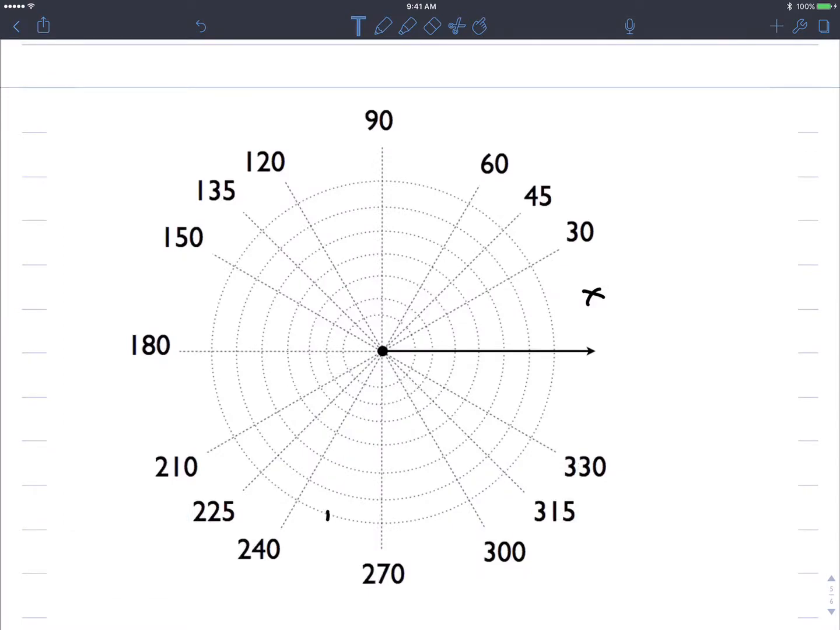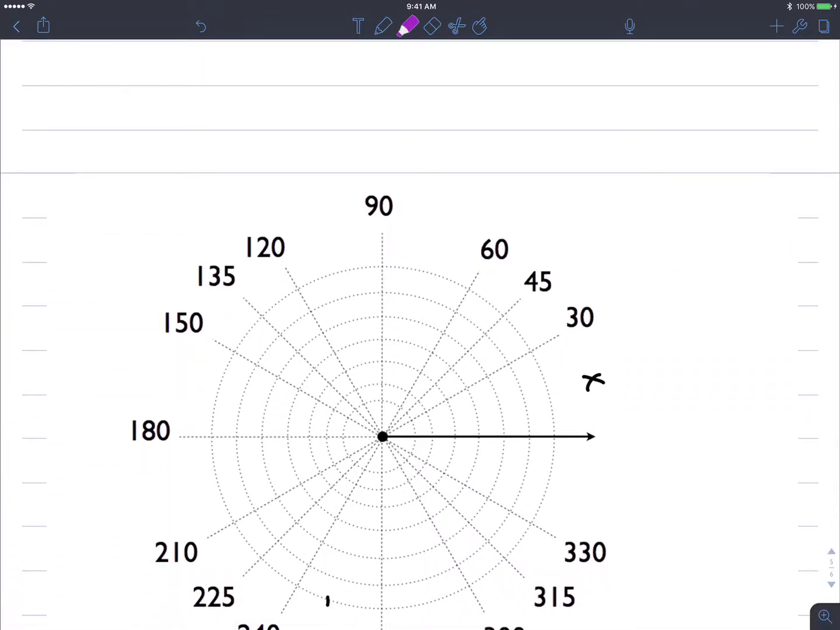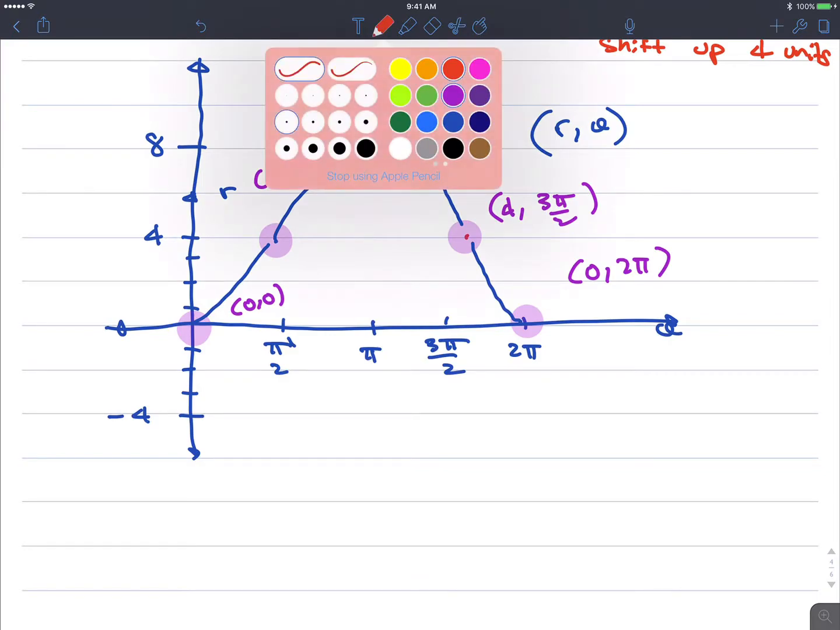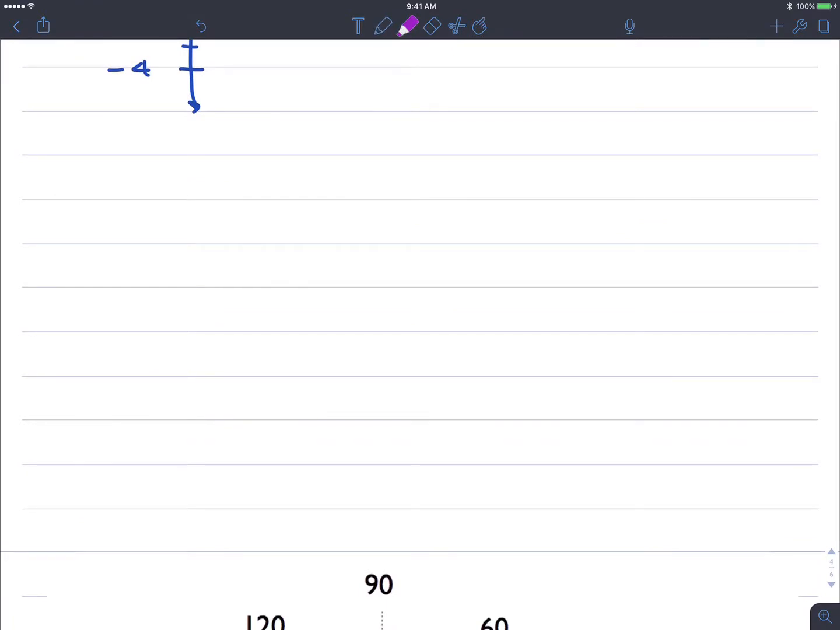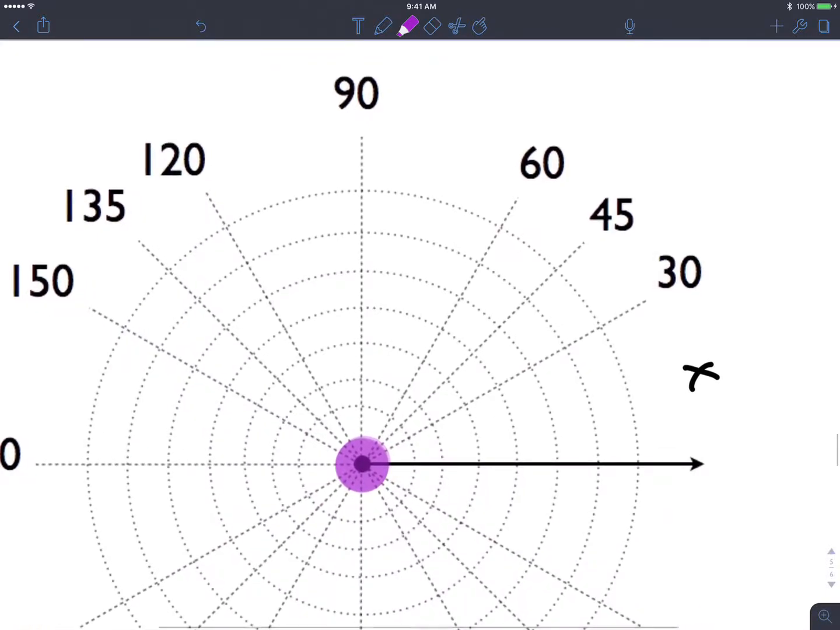Okay, that looks like a good place. So let's plot these points. 0, 0, where would that be? At the pole, is that right? Remember, you're going to look at these different regions of the curve: 1, 2, 3, 4. My next point would be here at 4, pi over 2. So at 90 degrees, my radius goes from 0 to what? To 4. Is that right? So 4 would be here: 1, 2, 3, and 4.